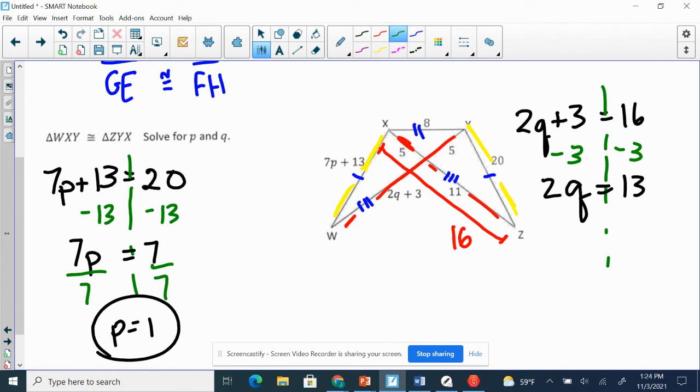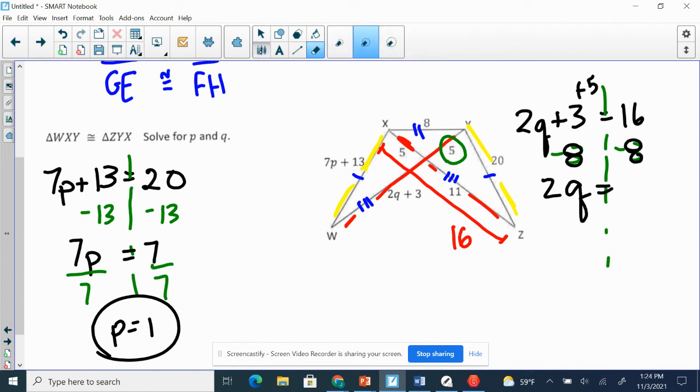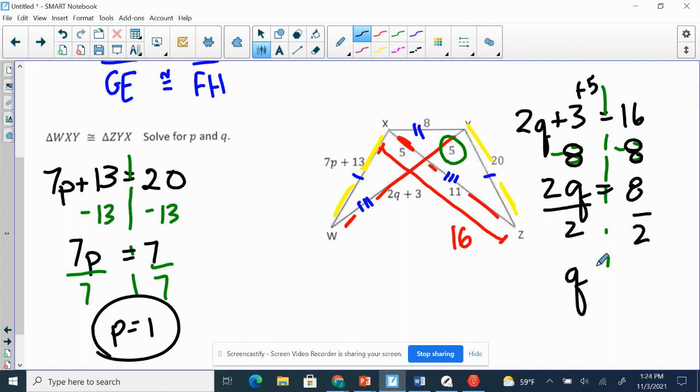Oh, and you know what? I called it on one side, but I didn't on the other. Let's back up. We have another 5 right here. So we need to add 5 to that 3. So there'd be a 5 on this side too. So this is actually 8. So we want to subtract 8 from both sides, which does not give us 13. It gives us a positive 8, because 16 minus 8 is 8. Now divide by 2. And Q is going to equal 4.